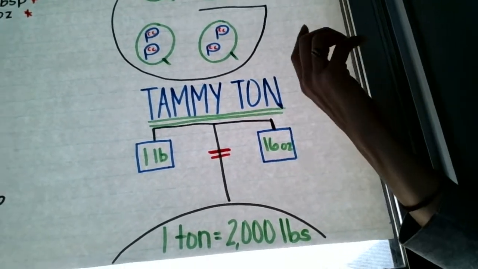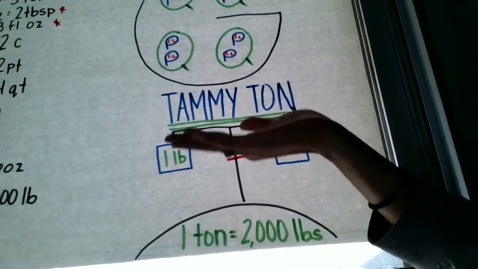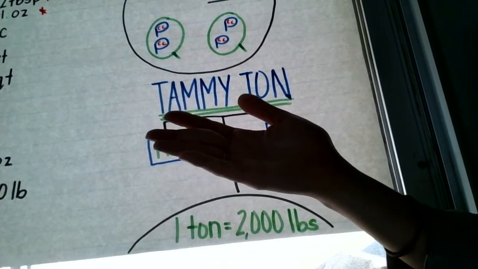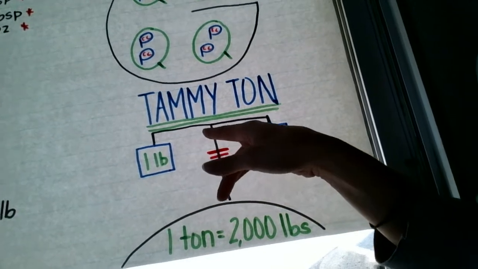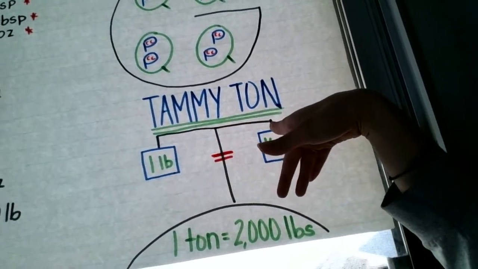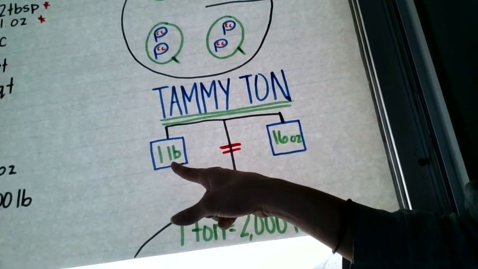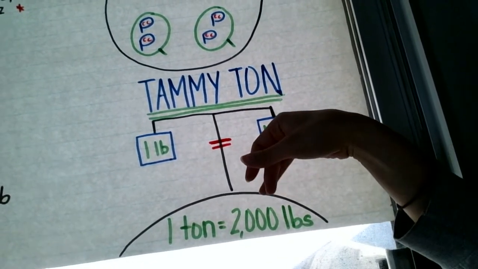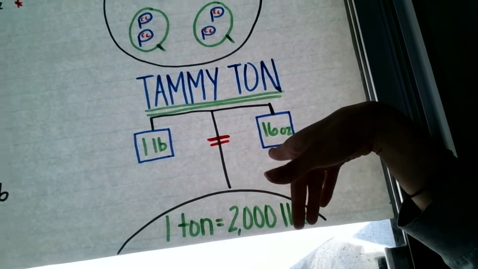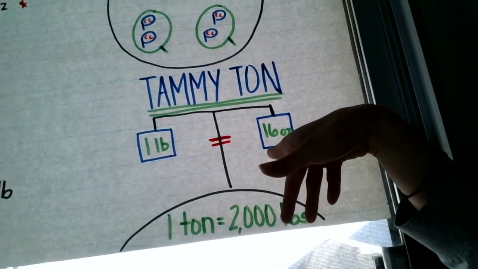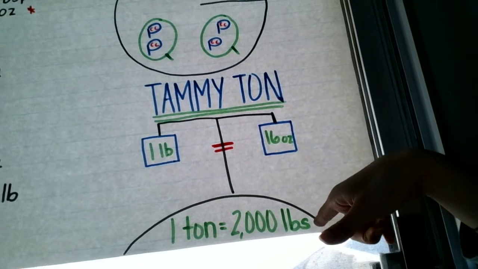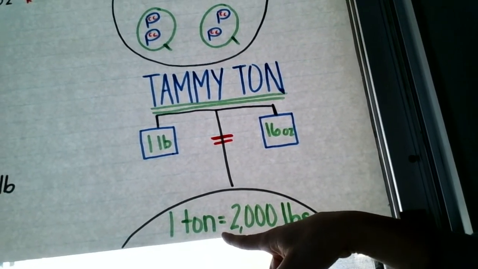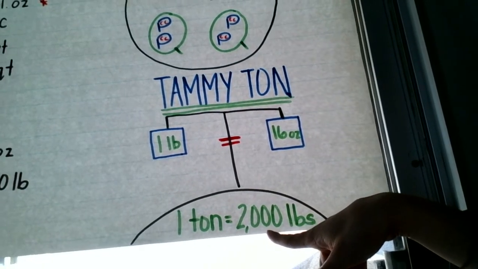It stands for a balance. You guys know what a balance is? When you put something on both sides, it balances out, or if one thing's heavier, it goes down on one side. So this T is balanced. It's showing us that 1 pound is equal to 16 ounces. And then, down here at the bottom, we have a big hill. 1 ton is equal to 2,000 pounds.